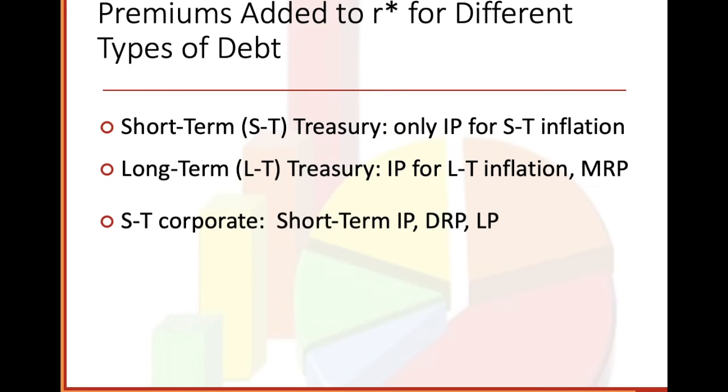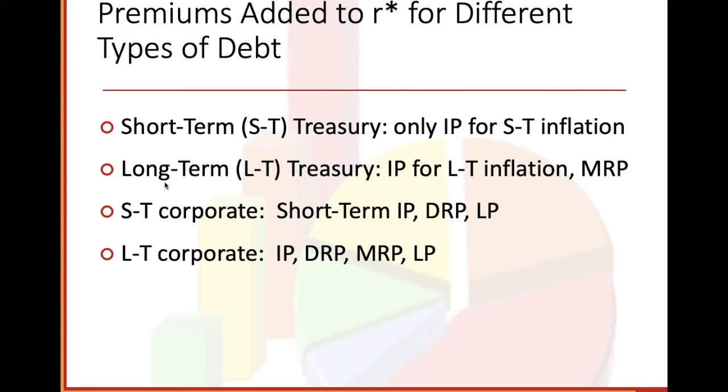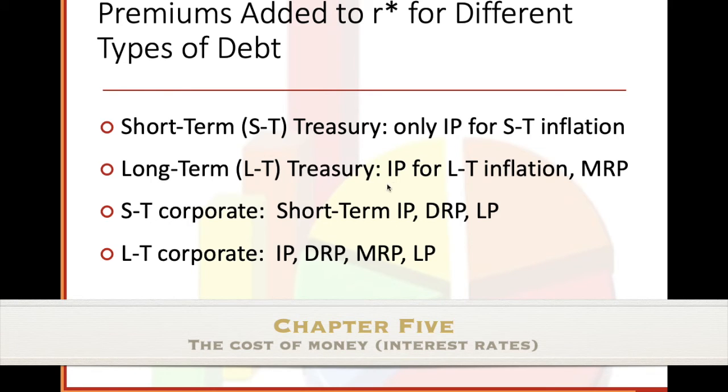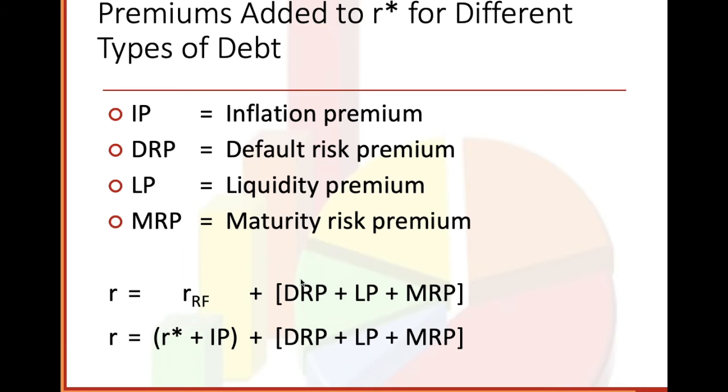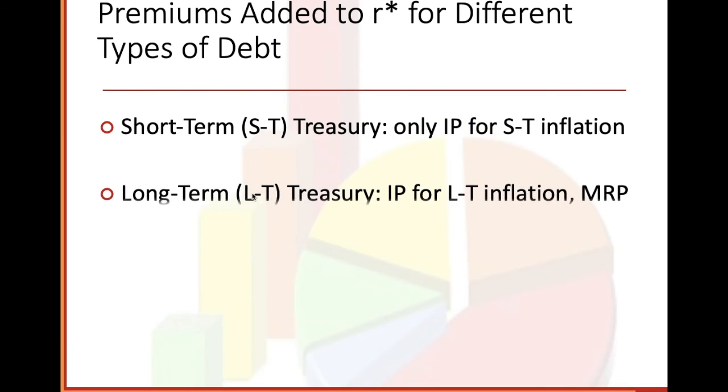Premiums added. Short-term Treasury: only IP, the inflation premium for short-term inflation. Long-term Treasury: inflation premium for long-term inflation, and MRP, maturity risk premium. Short-term corporate: IP, and then DRP and LP as well. Long-term corporate: IP, DRP, MRP, and LP. These terms, IP, LP, they're spelled out right here. I know it sounds a little confusing.